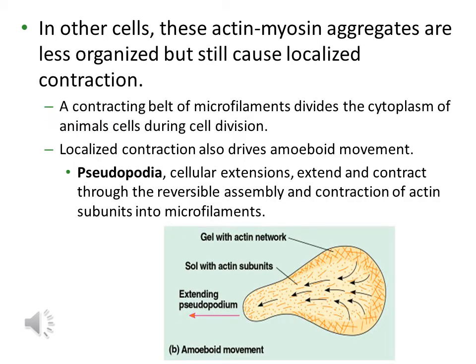In contrast to the muscle cells, in other cells, actin myosin aggregates are less organized, but still cause some localized contraction. During cell division, cytokinesis occurs by means of the formation of a contracting belt of microfilaments, as well as in amoeboid movement, the pseudopodial movement occurs by the action of these actin filaments.